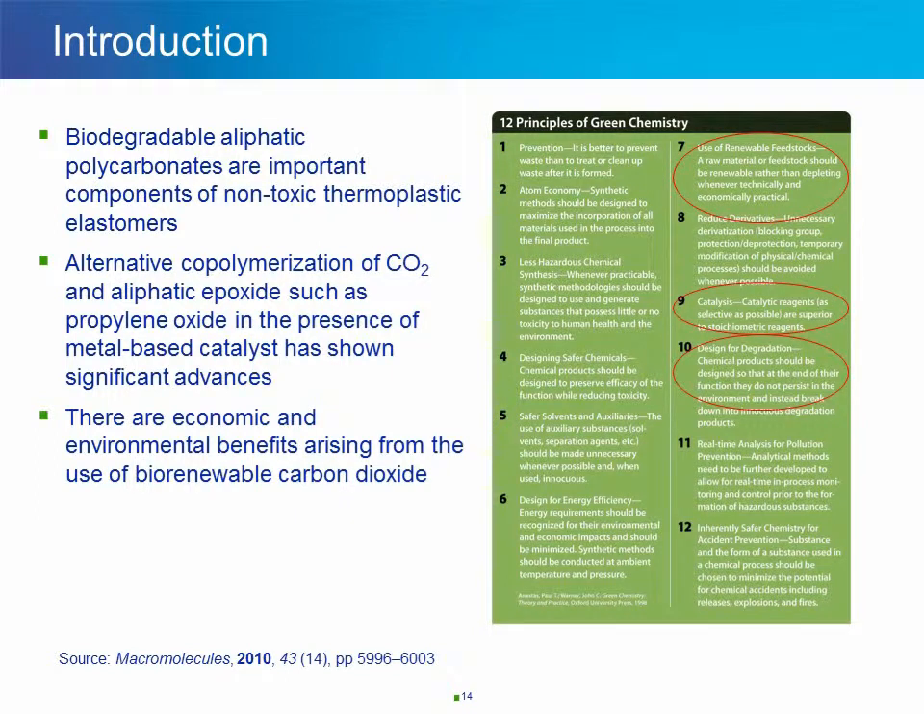One process that has shown significant advances is the alternating copolymerization of CO2 and aliphatic epoxides, such as propylene oxide, in the presence of a metal-based catalyst. The reason for the interest is in part due to the economic and environmental benefits arising from the utilization of biorenewable carbon dioxide for industrial health and safety purposes.